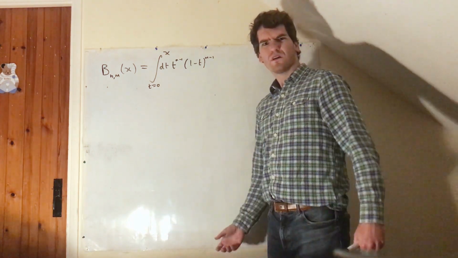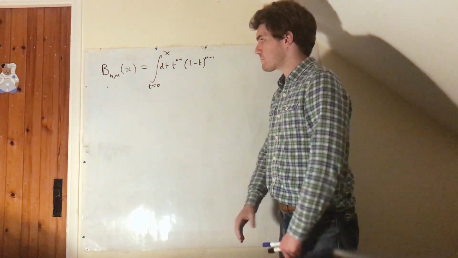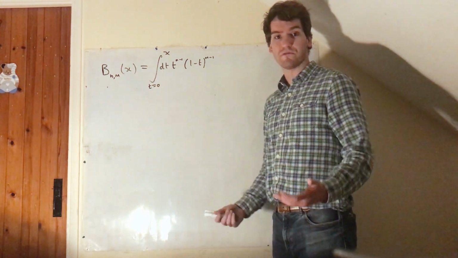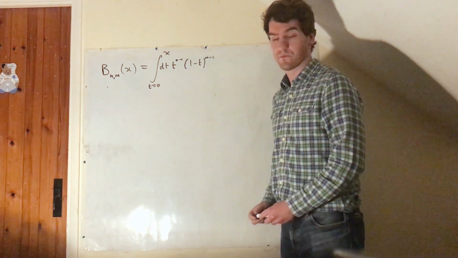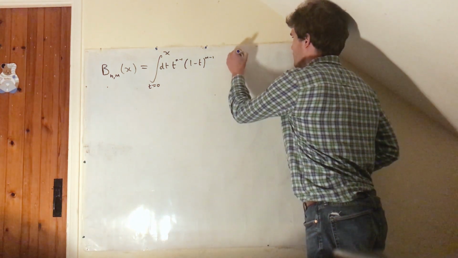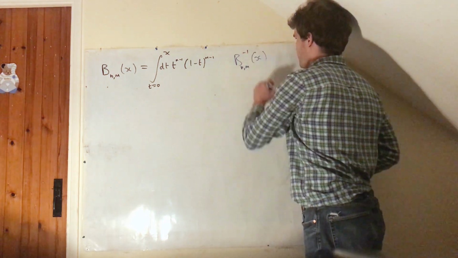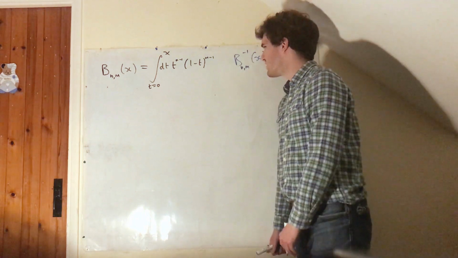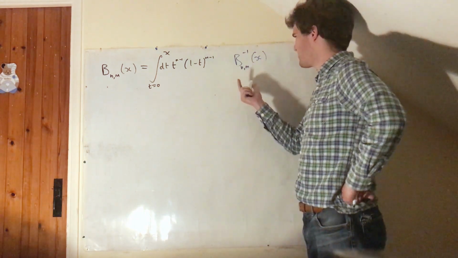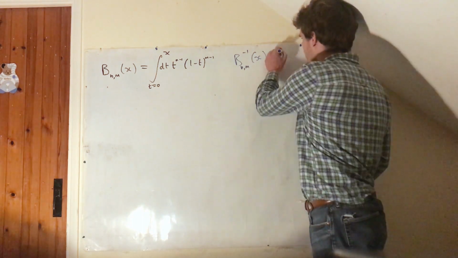Now, we've been looking at the incomplete beta function recently and I now want to define its inverse. So we're going to be looking at the inverse incomplete beta function. But how are we going to find out what this is? How are we going to write this?